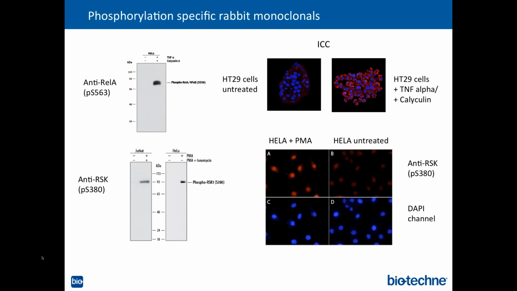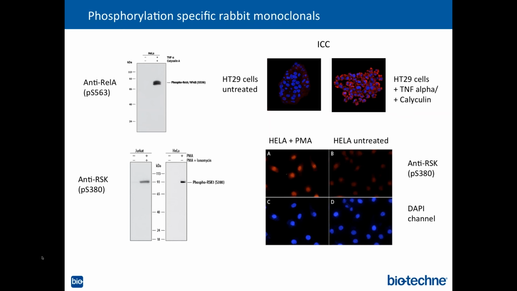particular target line. So the first one is our anti-REL-A. This is the phosphorylation site 563 that we were targeting. And on the left, I'm showing you the Western blot on HeLa cells. The HeLa cells were either untreated on the very left or in the second lane treated with TNF-alpha and calyculin, triggering the phosphorylation of the target at that particular phosphorylation site. And as you can see, upon treatment of the cells, you can actually detect a band at the expected molecular weight of about 85 kilodalton.